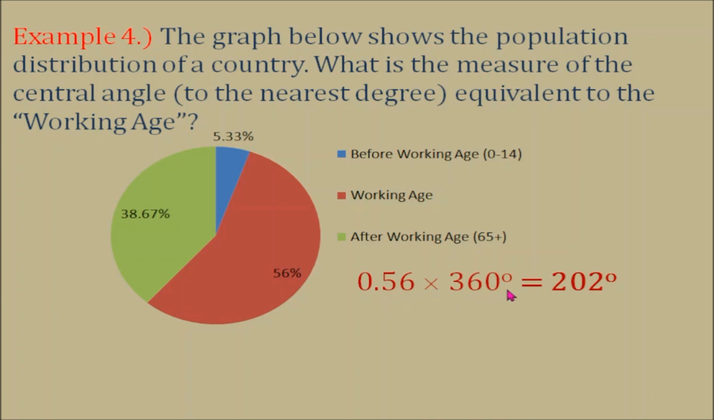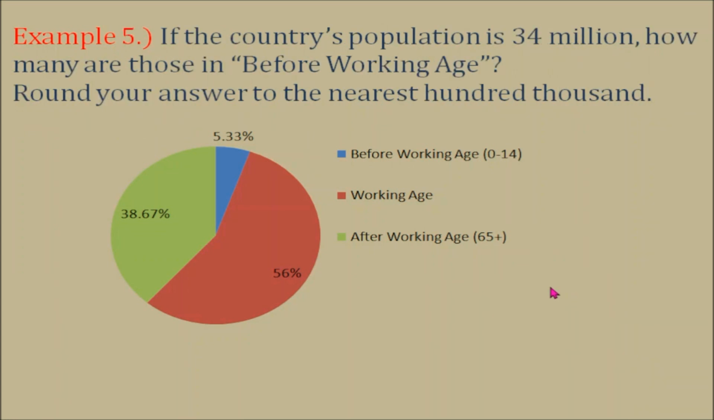0.56 by 360 degrees, because the total measure of the central angles in a circle graph equals 360 degrees. And 0.56 times 360 degrees equals 202 degrees.